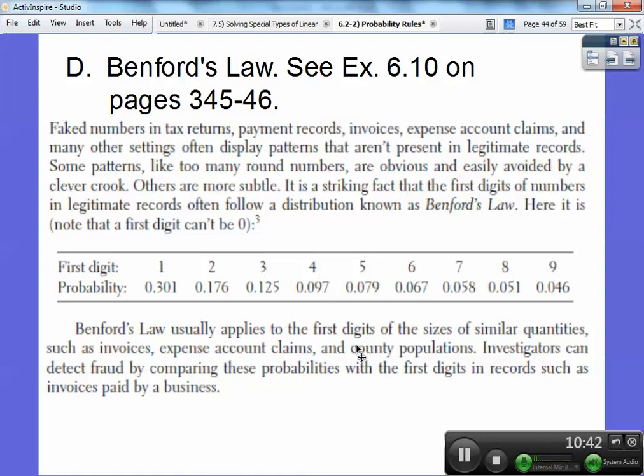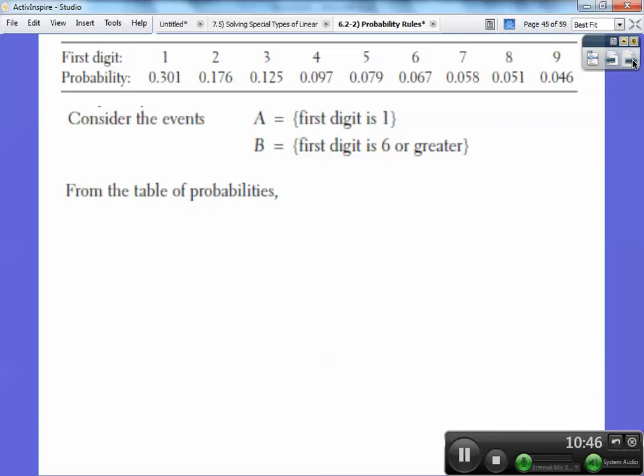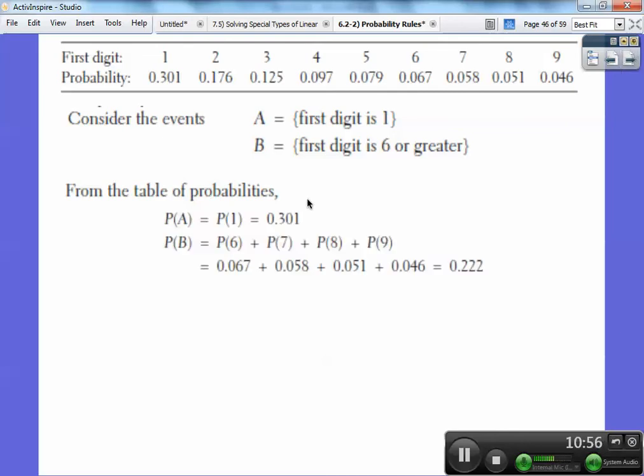So Benford's Law applies this to the first digit of the sizes. Okay, let me get going here. So consider these events. A to be the first digit is 1, and B to be the first digit is greater than 6. Okay, so what's the probability that the first digit is 1? Well, it's that right there. Probability that the first digit is greater than 6 is the 6 or 7 or 8 or 9, and you add them all up and you get about 22.2%.